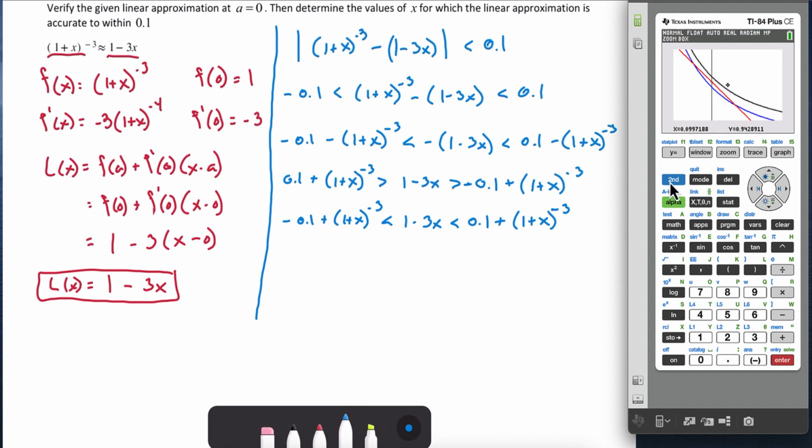To find those, second, trace, that'll take us to the calculate option, and we want number 5 where they intersect. So I'm just going to scroll till I get close to the first intersection. Hit enter. It's going to automatically jump to the next curve. Make sure it does jump to the red curve. Hit enter again. Enter one more time to guess. And it looks like X is roughly negative 0.116.